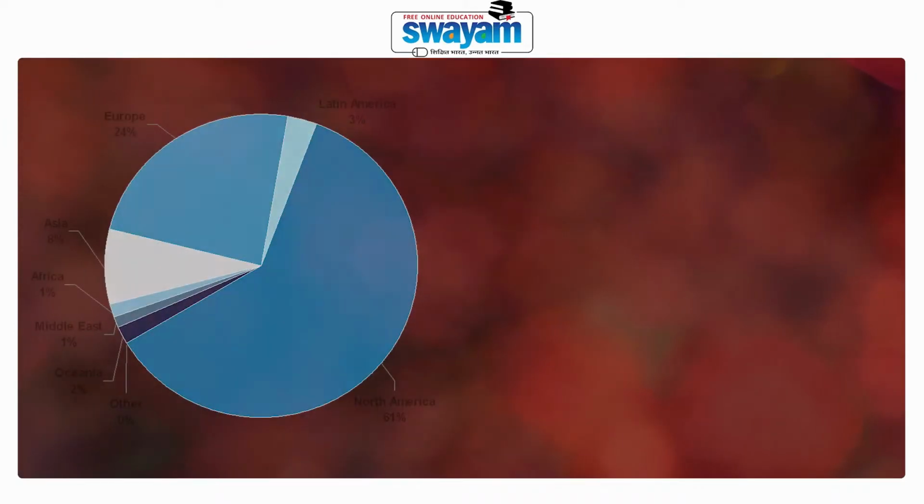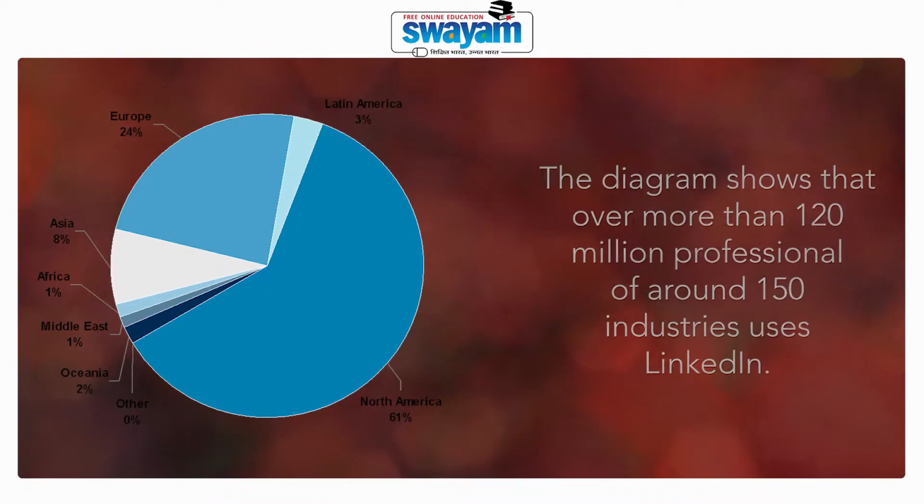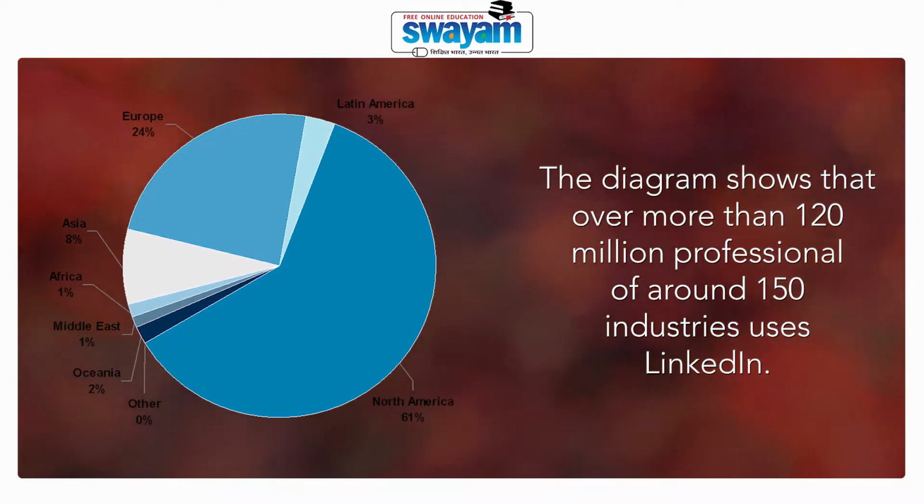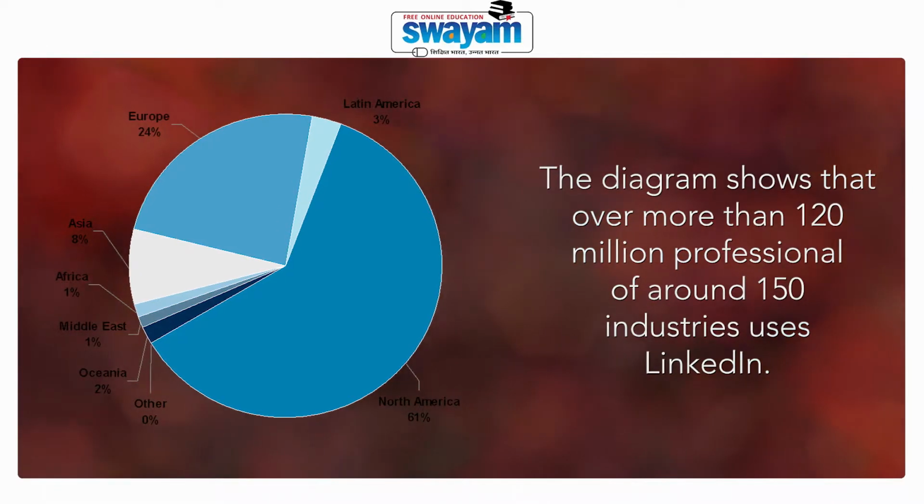This same logic is used in LinkedIn or any social networking site today. You have some friends and your profile is viewed by them. They can view this profile and have some personal information about it, but friends of friends and friends of friends of friends do not have access to the personal information that you share with a particular friend. So, this is how LinkedIn works. The diagram that we show today shows that more than 120 million professionals from around 150 industries use LinkedIn.